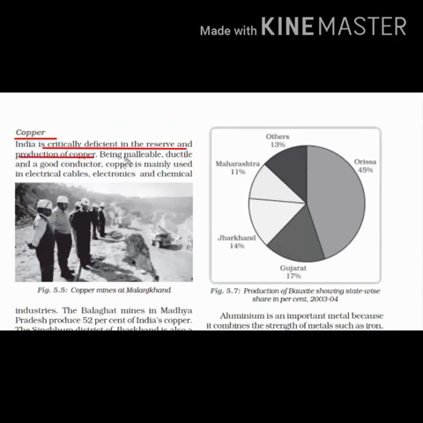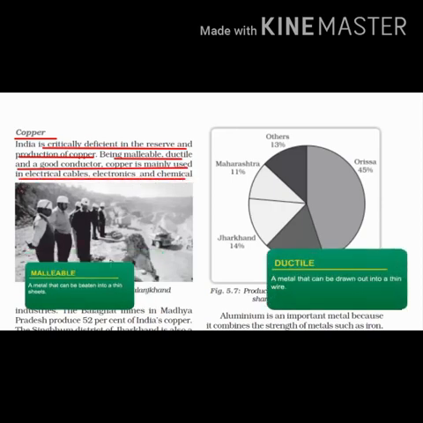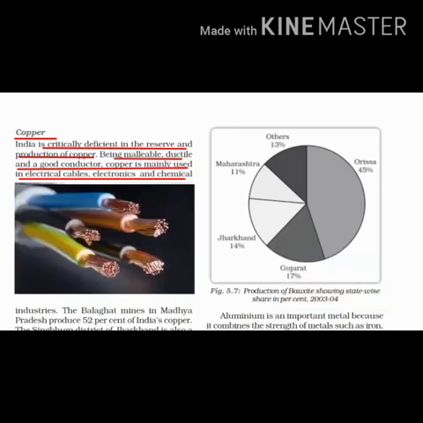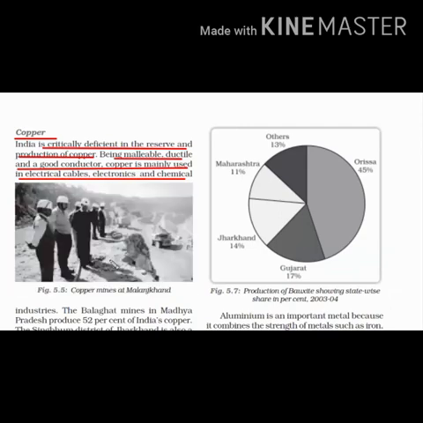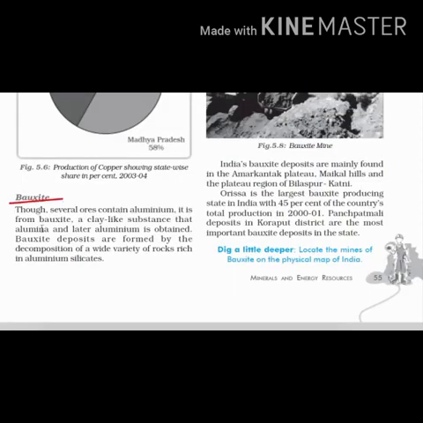However, it is malleable, ductile, and a good conductor. Malleable means it can be beaten into thin sheets. Ductile means it can be turned into wires like electrical wires. Copper is mainly used in electrical cables, electronics, and chemical industries. For example, in chemical industry, copper plating is done on the positive terminal of a battery so that it can pass the current efficiently. Copper in India is found at Balaghat mines in Madhya Pradesh, Singhbhum district of Jharkhand, and Khetri mines in Rajasthan.